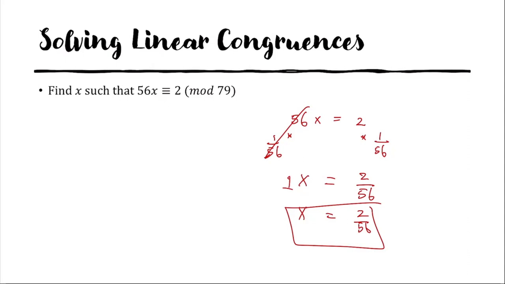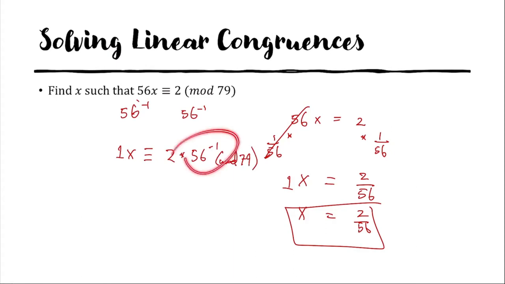So with the linear congruences, we want to find the inverse of 56. Then when you multiply the inverse of 56 on both sides, 56 times 56 inverse will give you 1x. Then you will solve 1x equals 2 times 56 inverse mod 79. Of course, 56 inverse mod 79 will not be a fraction. It will be an integer. So you can do that. But how can we find the inverse?